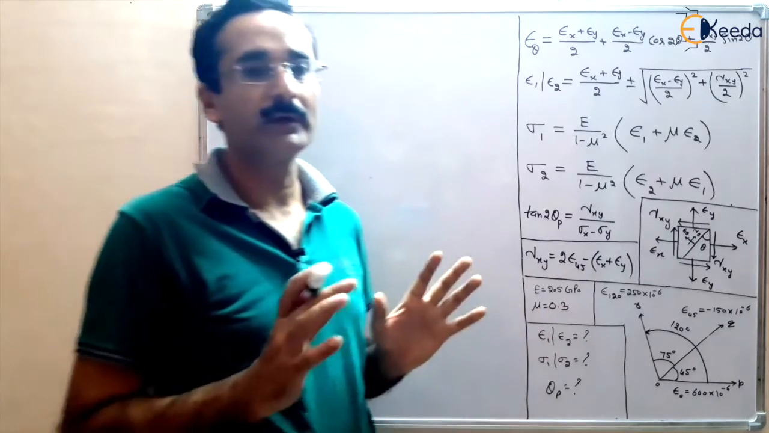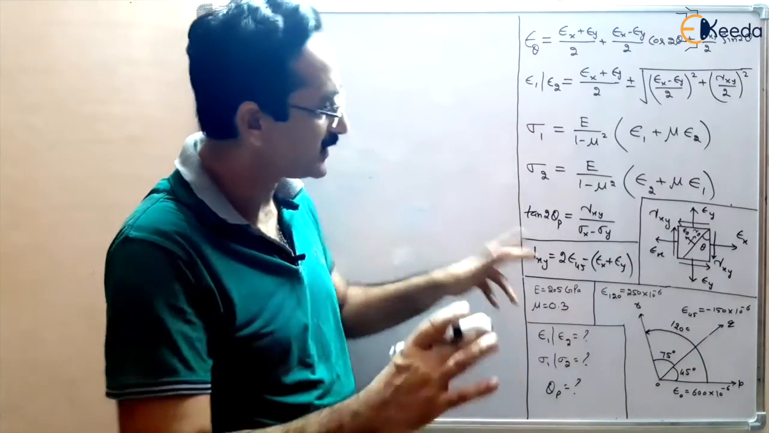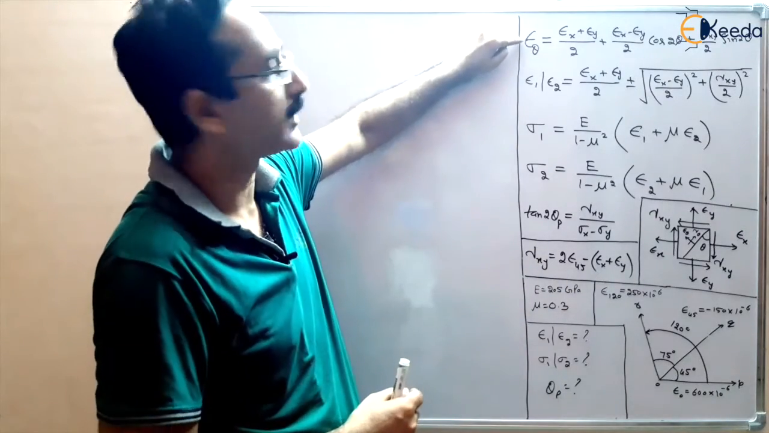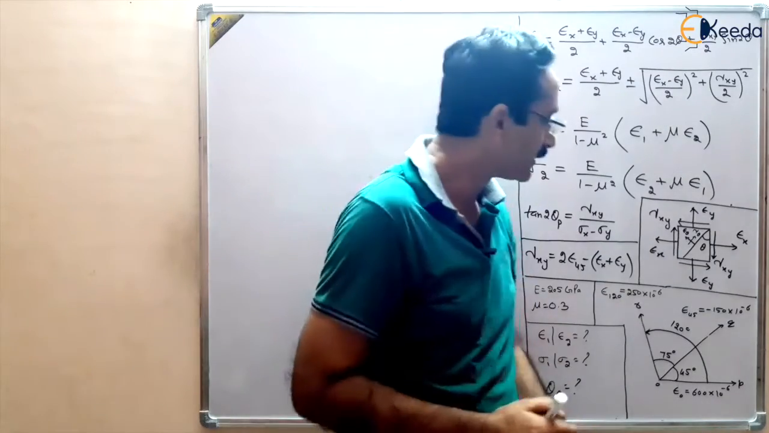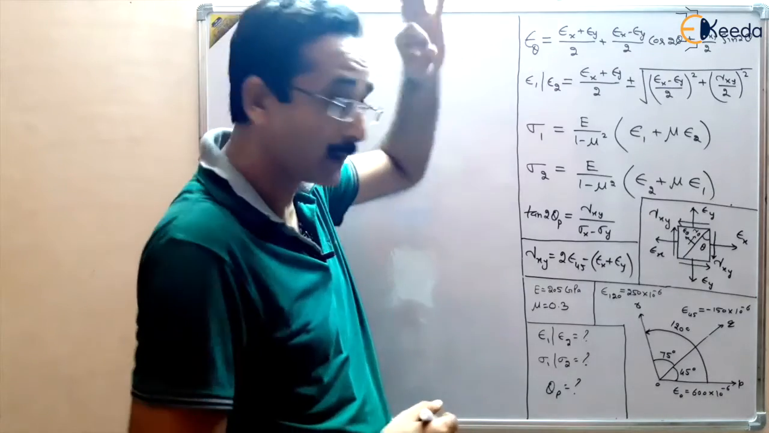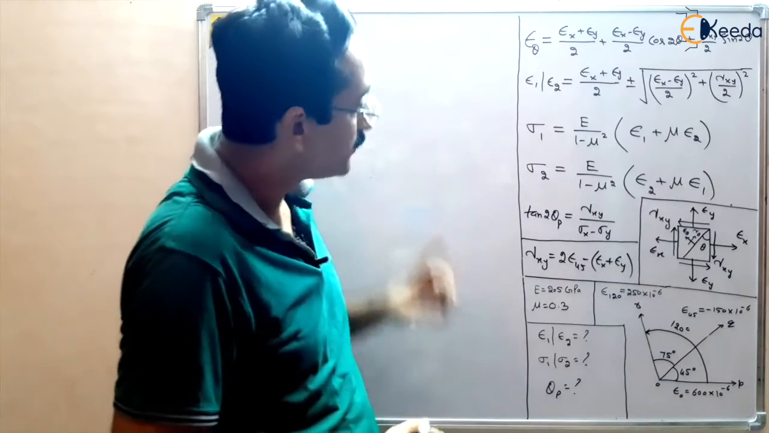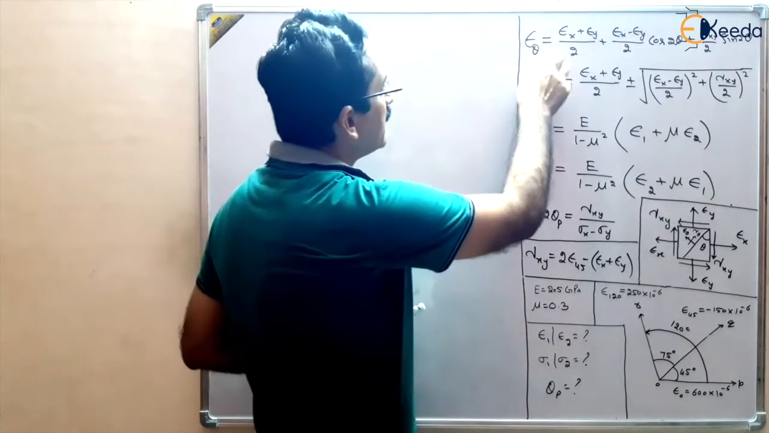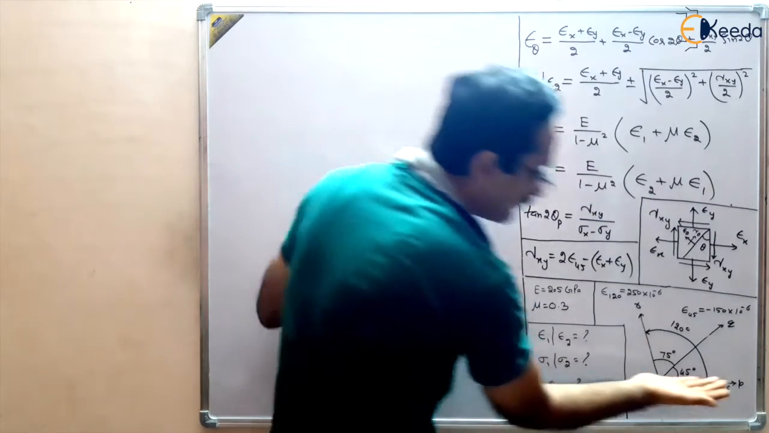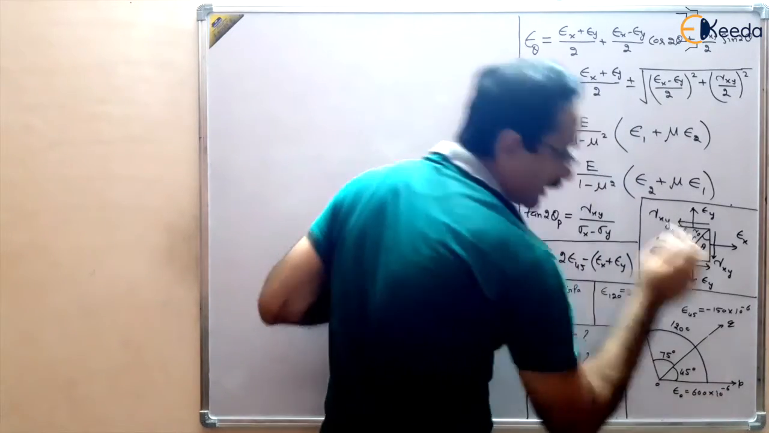This is not a rectangular strain rosette. It is a generalized strain rosette, so we cannot apply the formula directly. We have to go to the basic formula, epsilon theta, given by this equation. We use this formula three times, then find the principal strains and then the principal stresses. But here one strain is already given, epsilon x, because we are taking it as the reference. So we need not find epsilon x, as it is already given as 600 × 10^-6.